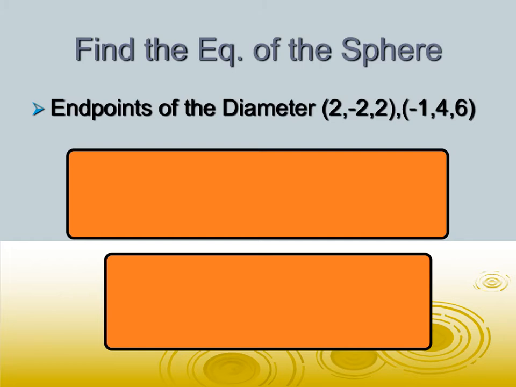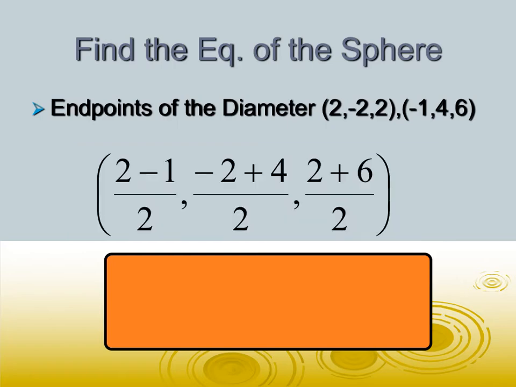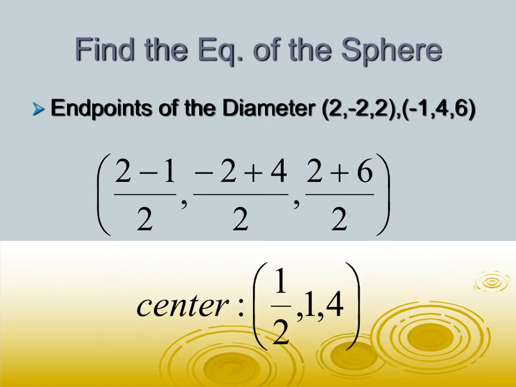For this example, we're going to find the equation of a sphere, given that we know the endpoints of our diameter, which are (2, -2, 2) and (-1, 4, 6). It's very important that these are the endpoints of our diameter because we can apply finding the midpoint, which would then give us the center of our sphere. If I apply my midpoint formula to my endpoints, then we have (2 - 1)/2, (-2 + 4)/2, and (2 + 6)/2 to get our exact center for our sphere. And we end up getting (1/2, 1, 4).